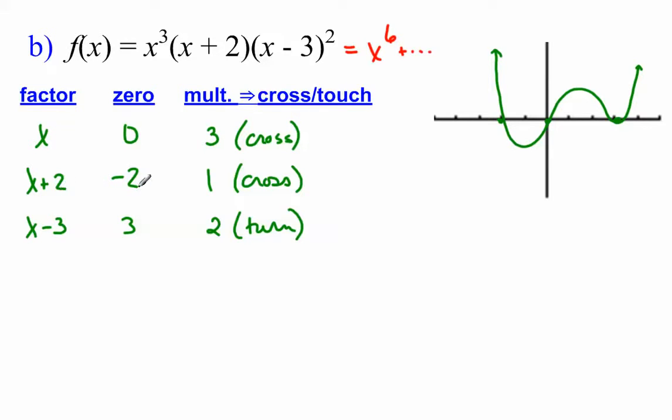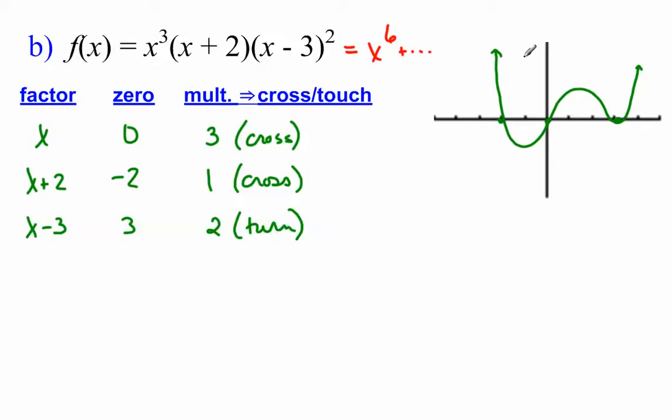X plus 2 is my factor, means negative 2 is my 0. And up here, there's no exponent written. We assume then that means there's a 1 there. That's also an odd number, so we're going to cross at that spot as well. And the last factor of x minus 3 tells me my 0 would be 3. And I look up here, and this time we have an even exponent of 2, so we're going to touch and turn.